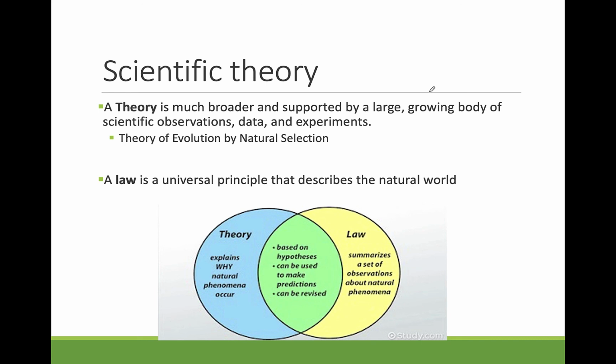A law is a principle that summarizes a natural phenomenon. The law of gravity will explain what happens when you drop an object on Earth. Unlike a theory, it does not seek to explain why the phenomenon occurs.